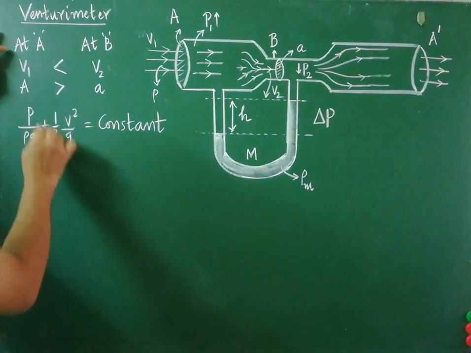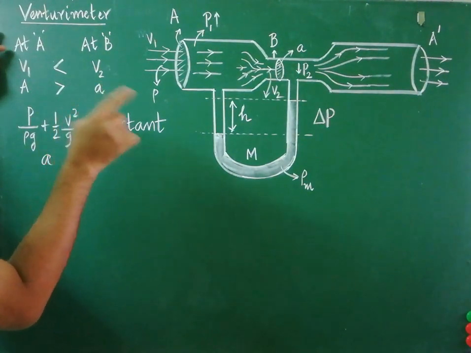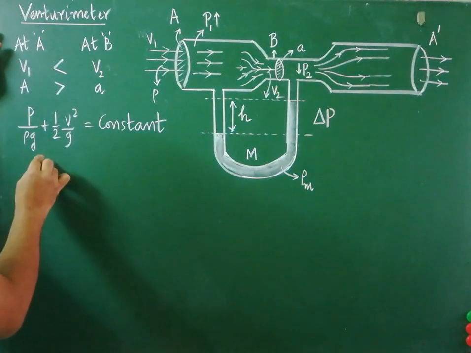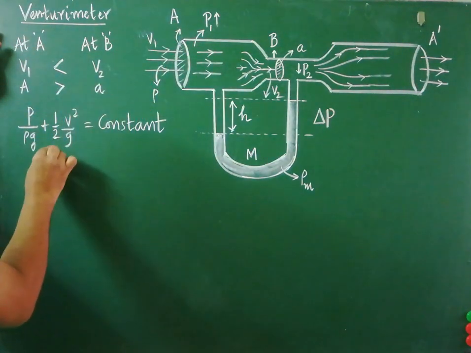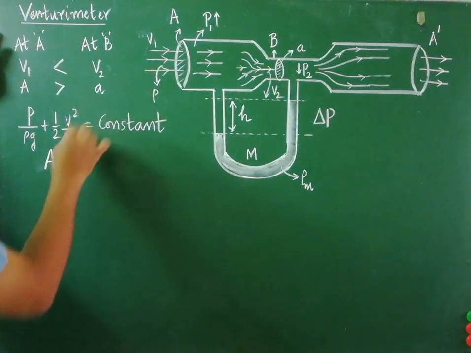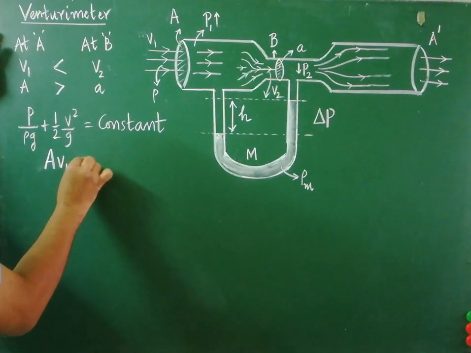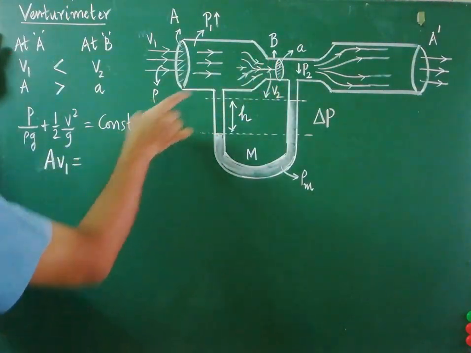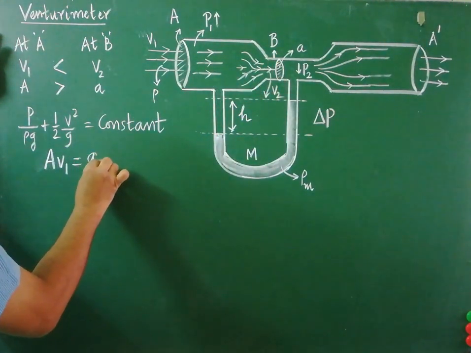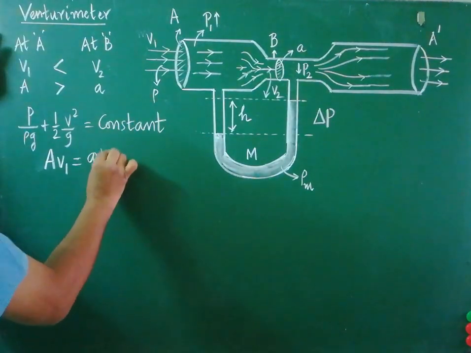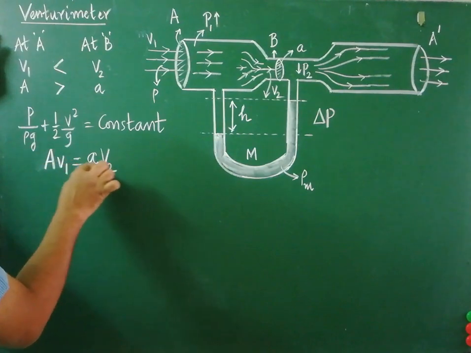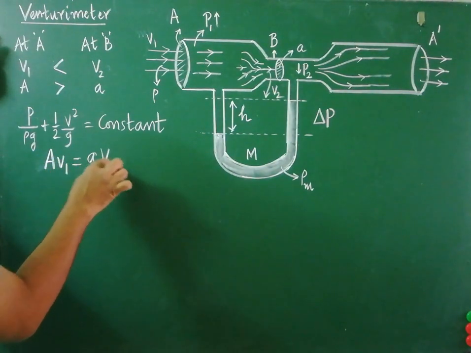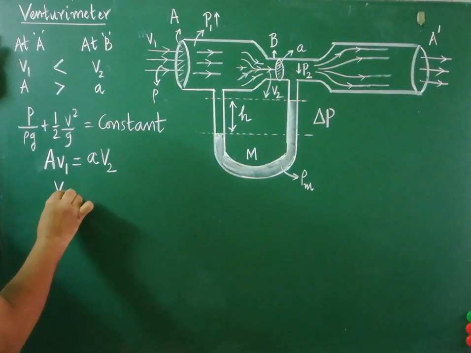A1 V1 is equal to A2 V2. The same equation can be written. So from the equation of continuity I can write it as: what is the area of cross section here? A. What is the velocity of the liquid? V1. Now consider this point B. There, what is the area of cross section? Small a. What is the velocity? V2. So this is the equation which is written with the help of the equation of continuity. From there we are able to get the expression for V2.